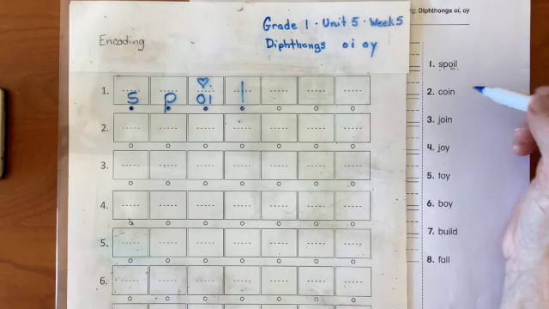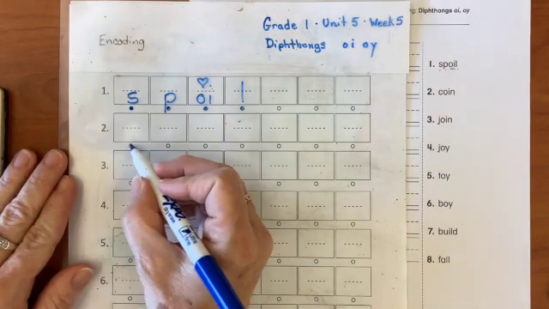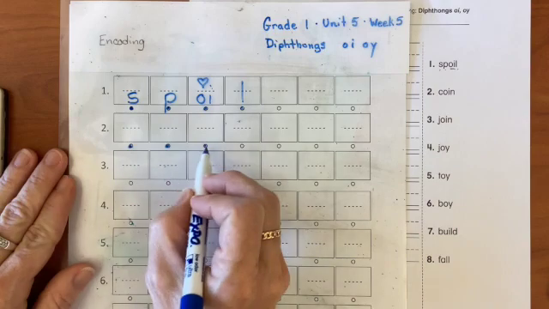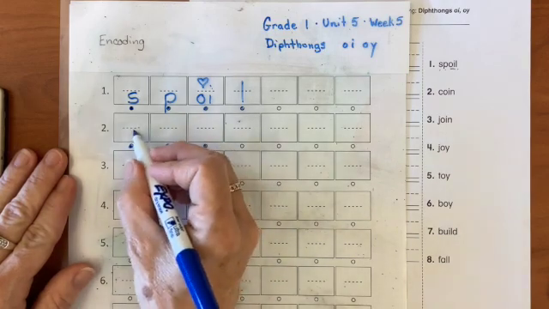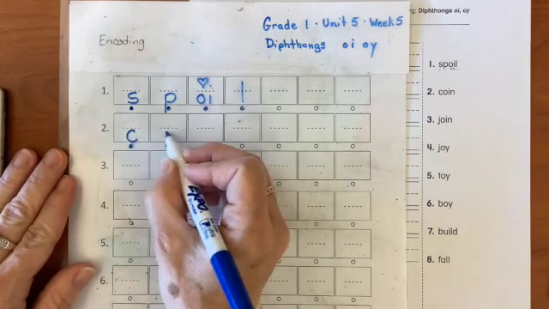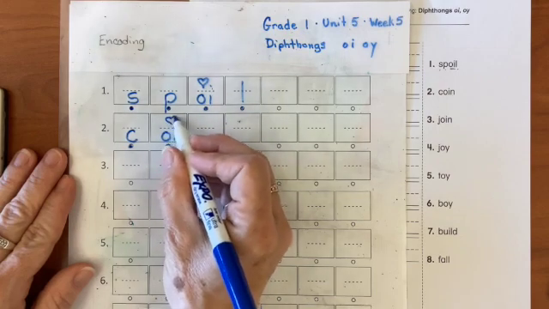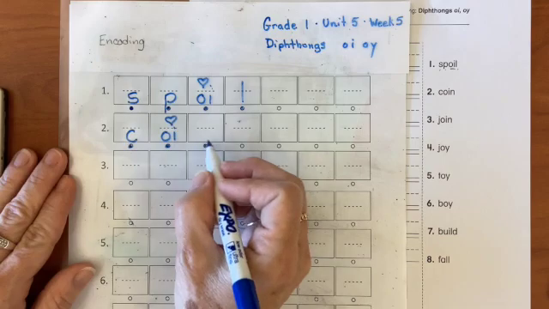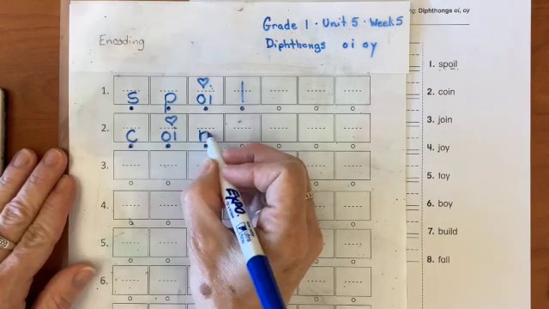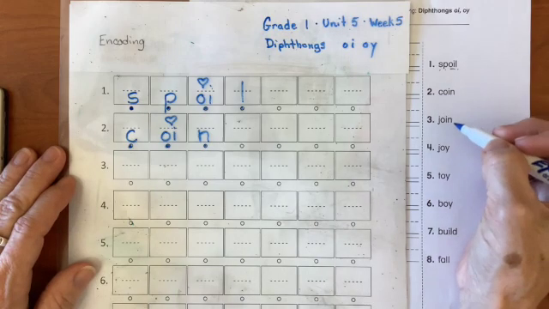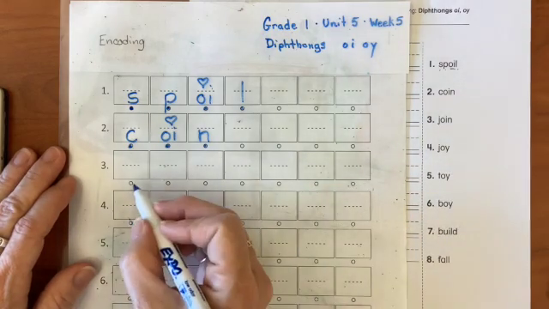The next word is coin. Sound it out with me. Coin. There's only 3 phonemes in this word. K, that's easy. Oi. There's your OI, your diphthong. So maybe you're going to put a little heart over that. Coin. A coin would be like a penny, a nickel, a dime, a quarter. Coin. Join is the next word.